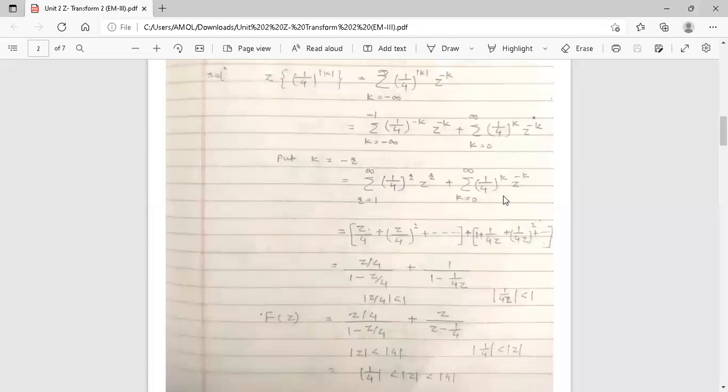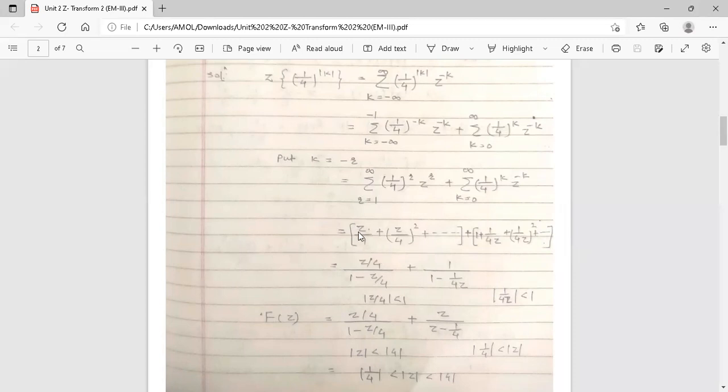Next summation, put k is equal to 0. When the power of any term is 0, then the value is 1. So the first term value is 1, plus put k is equal to 1. When k is equal to 1, it is 1 by 4 to the power 1, z raised to minus 1. Z raised to minus 1 means 1 by z. So the term is 1 by 4z, plus, when k is equal to 2, the term is 1 by 4z to the power 2, and so on. So this is the series for the second summation, and for the first summation, the first term is the series.